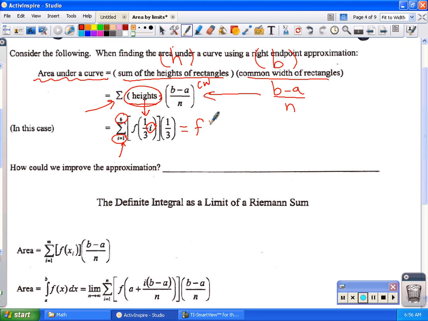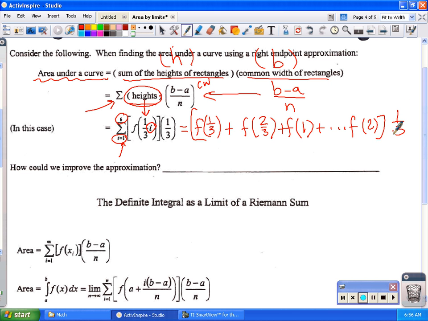be f of 1/3 times 1, which is 1/3, plus f of 1/3 times 2, which is 2/3, plus f of 3/3, which is 1, and that would be plus dot, dot, dot, all the way to f of 1/3 times 6, which is f of 2, multiplied by the common width of 1/3. So this is just a short way to write what we already did on the previous page.